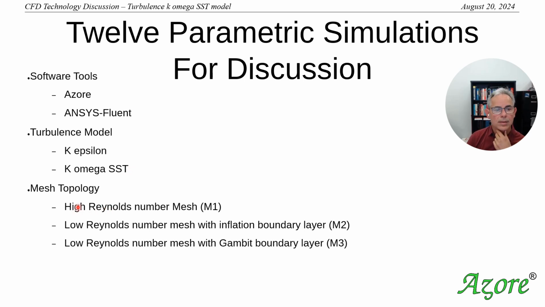And then we're going to pick three different mesh topologies. We're going to pick one mesh topology that is a high Reynolds number mesh topology where the length scale near the wall is geared toward having a wall function approach. And then we're going to look at some low Reynolds number mesh topologies where the mesh length scale is pushed down to a y plus of 1, where you're attempting to capture the boundary layer itself.